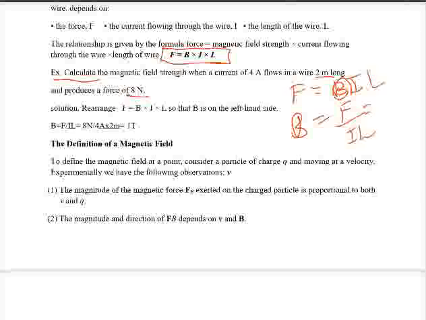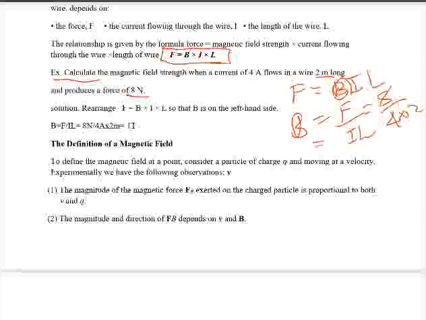Therefore, what is the force? The force on the wire is 8, the current is 4, and the wire length is 2. Therefore, finally we get 1 Tesla. So the SI unit of magnetic field strength is the Tesla, and it is symbolized by T.